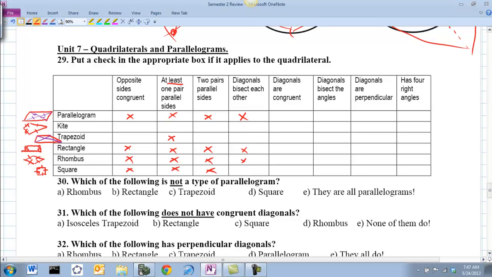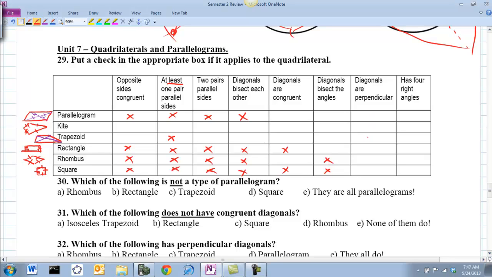So the rectangle, rhombus, and square all work. Diagonals are congruent. That only happens on a rectangle and a square. Diagonals bisect the angles. That only happens on a square and a rhombus. And those are hard to see. I would sketch those out and look at those myself again just to make sure.